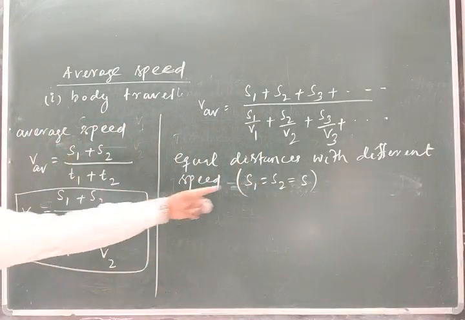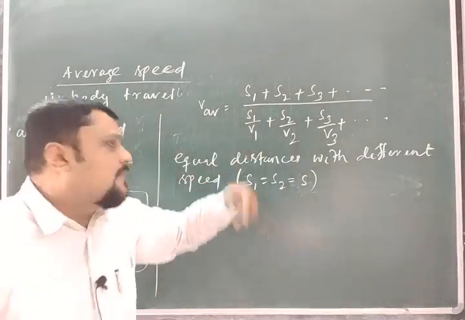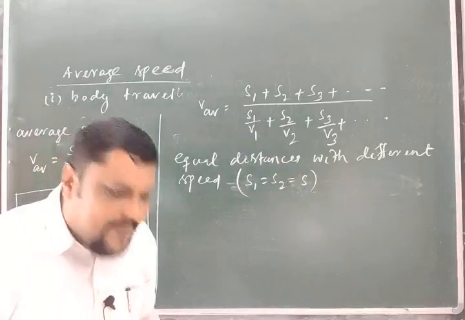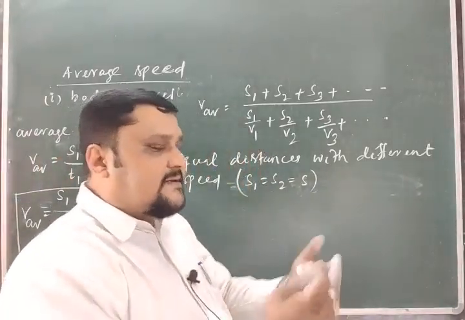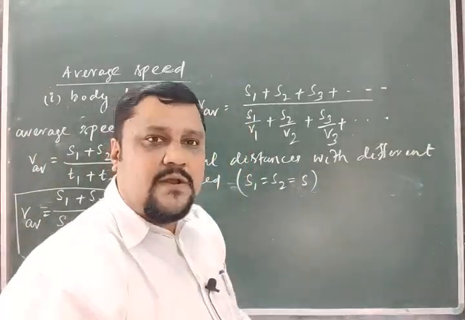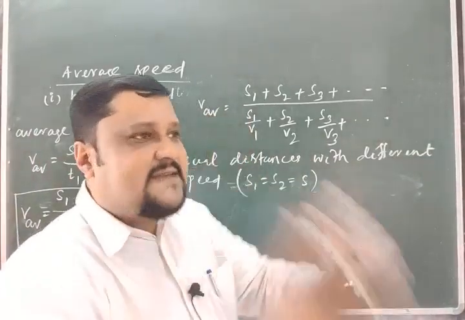For the first S distance the speed is V1, and for another S distance the speed is V2. For example, for 5 kilometers the speed is 5 kilometers per hour, and for another 5 kilometers the speed is 12 kilometers per hour. So the speed is different but the distance traveled is the same.